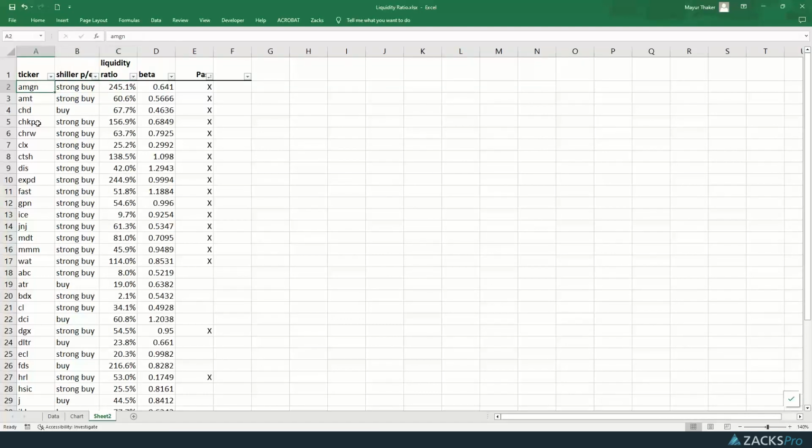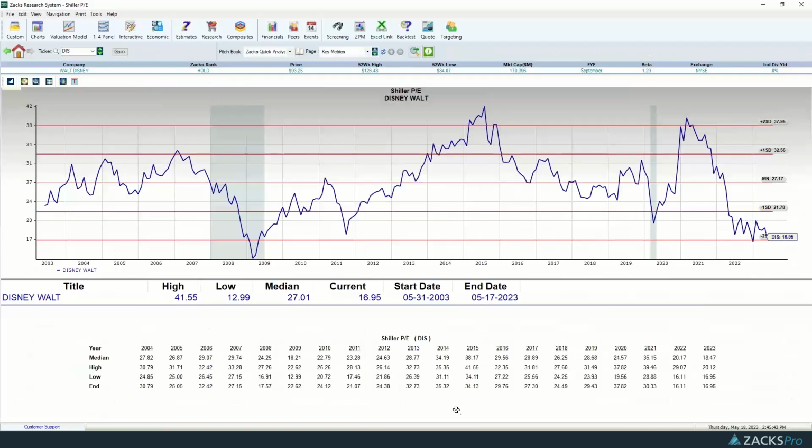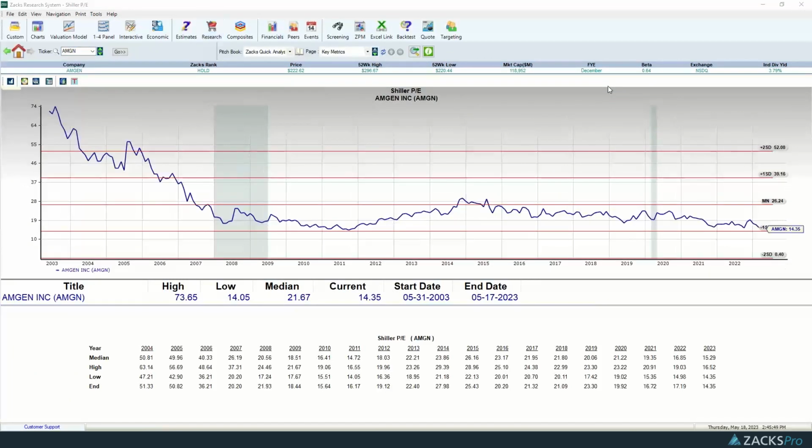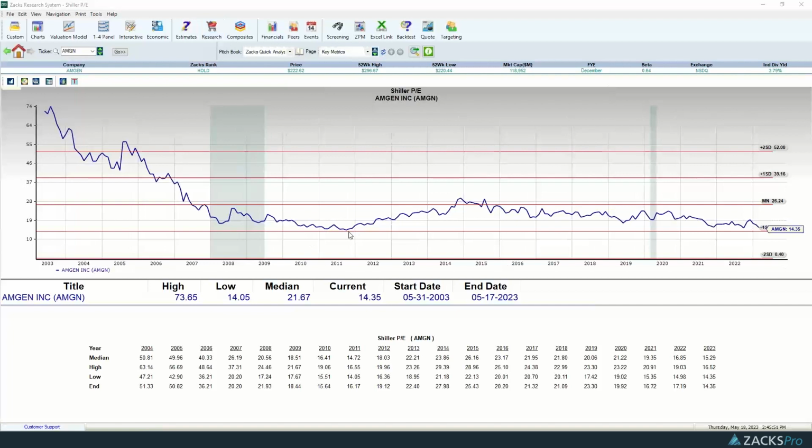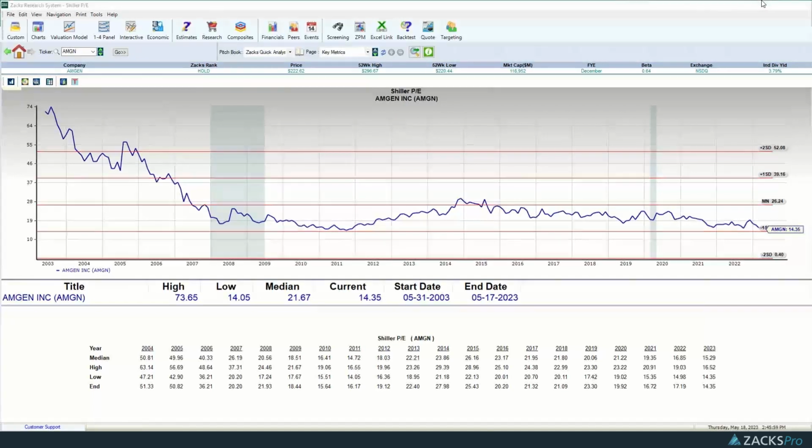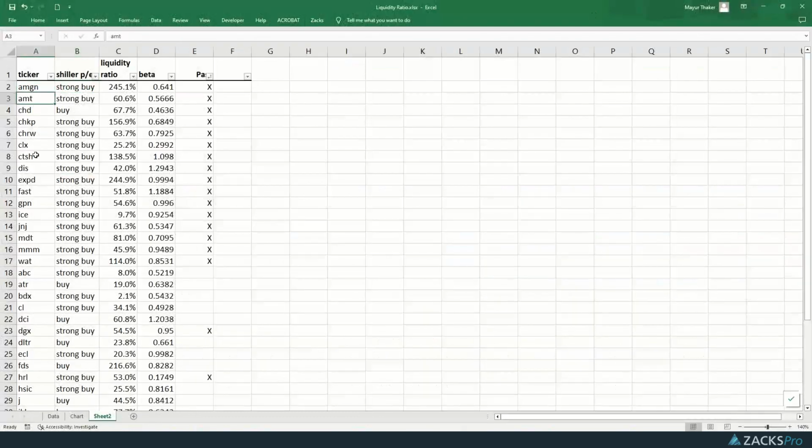So here are the examples here. Amgen, very, very cheap. You can see that if you were to put that into the Shiller PE, Amgen is trading exceptionally cheap right now, and they have very stable earnings growth. So it's cheap and with high conviction with earnings. That's exactly the type of stocks I'm looking for. American Tower is another one. Church & Dwight is another one.